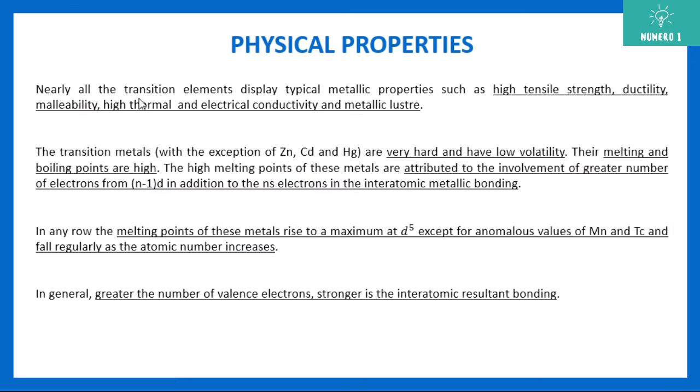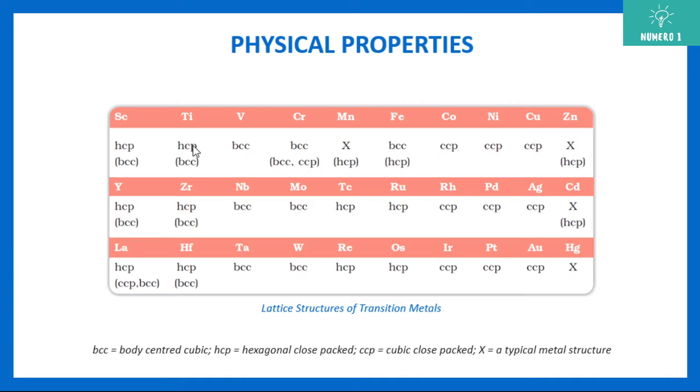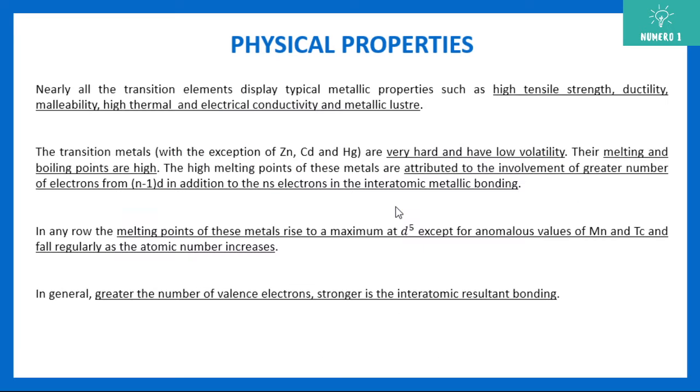Nearly all the transition metals, since we have seen that they have HCP, BCC, FCC type structures, are all in solid state. Hence they have high tensile strength, ductility, malleability, high thermal and electrical conductivity, and metallic luster. Electrical and thermal conductivity come because of the electrons which are present in them.